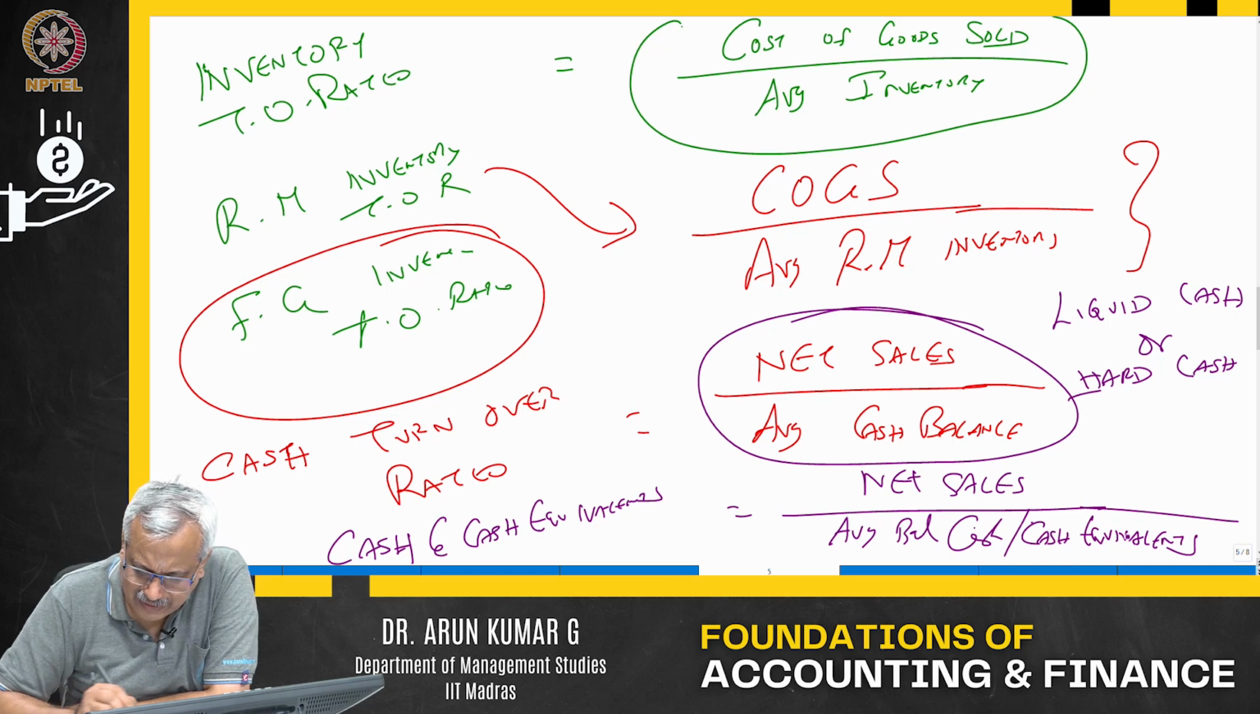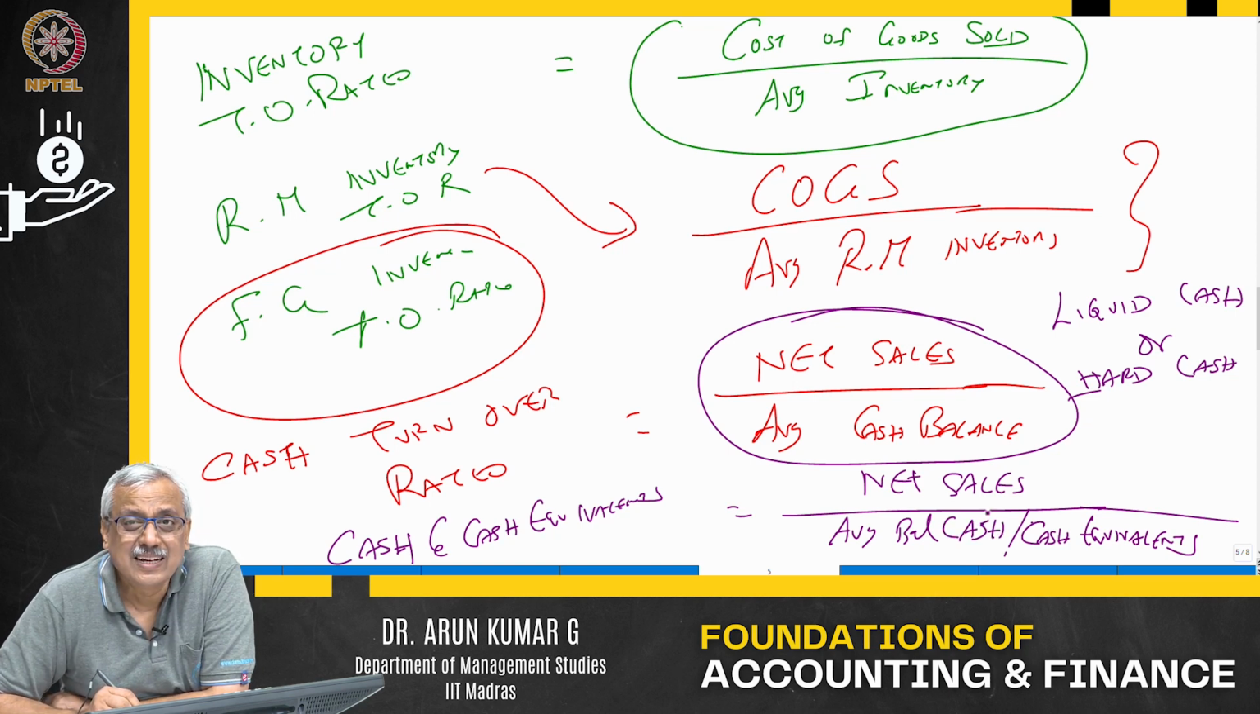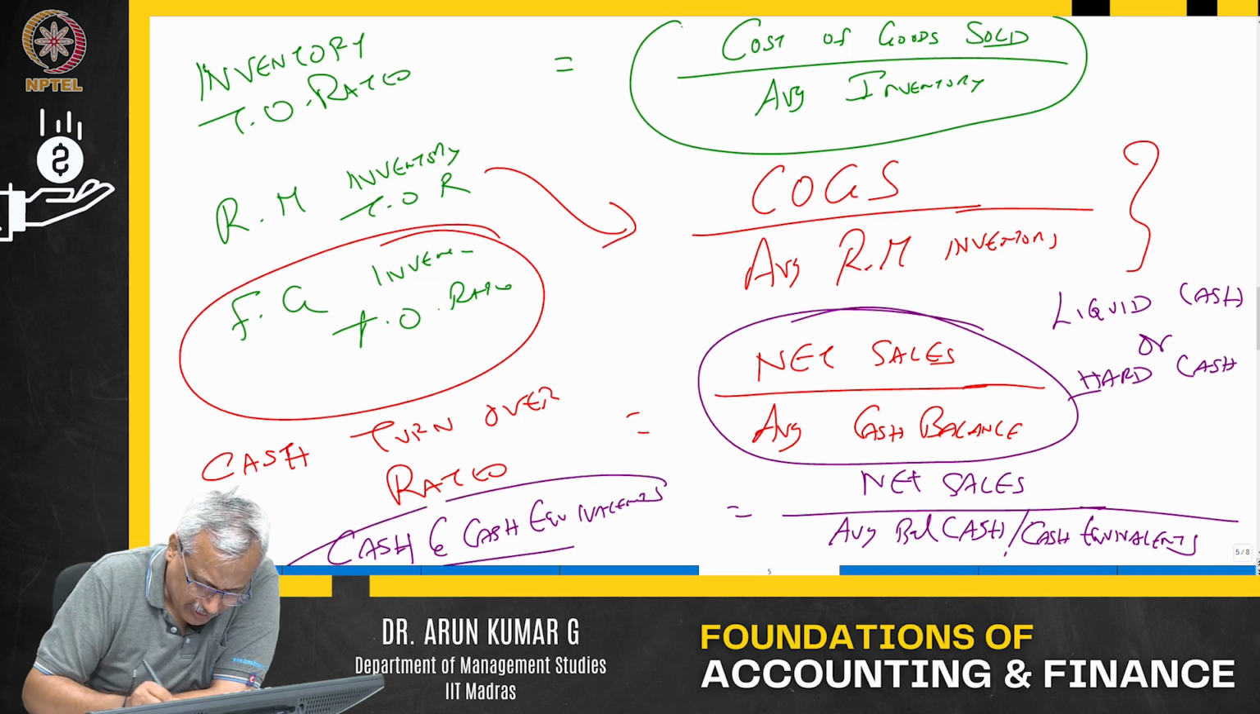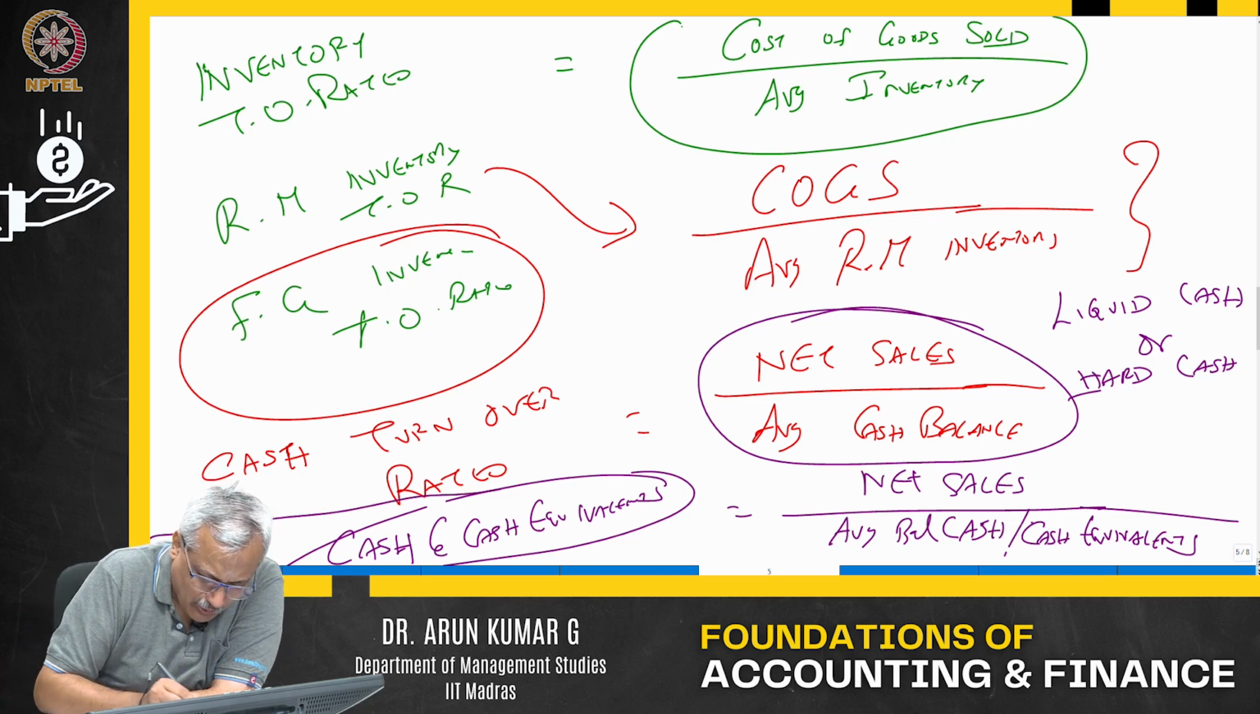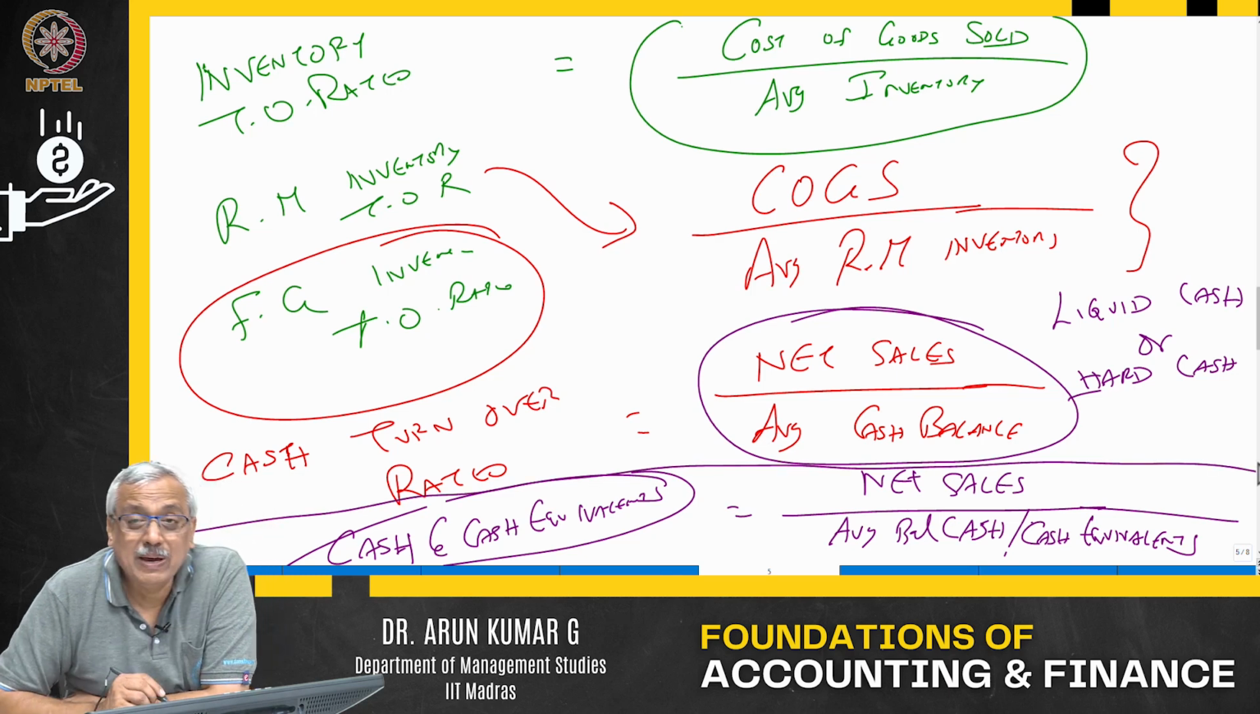Here, when I said cash and cash equivalents, I specifically mean cash balances, bank balances, marketable securities, everything combined. So, this ratio would be much more beneficial.